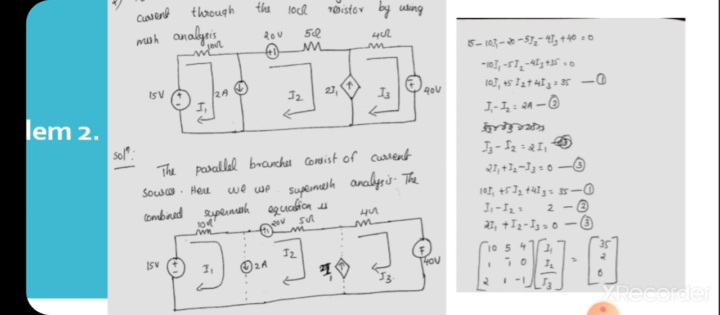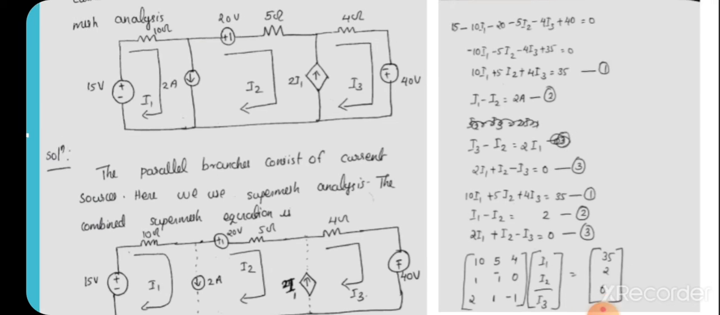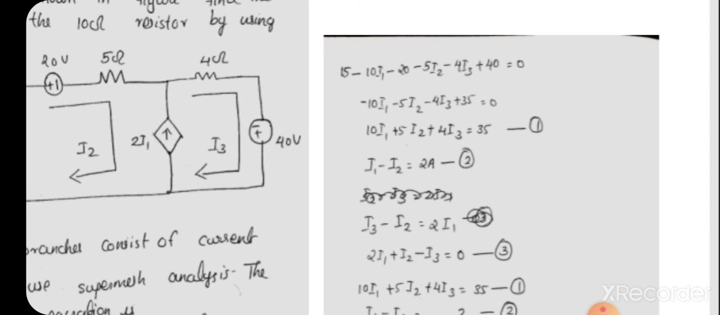So we can apply the KVL rule to the super mesh, and we will get the equation as 15 minus 10 I1 minus 20 minus 5 I2 minus 4 I3 plus 40 equal to 0.